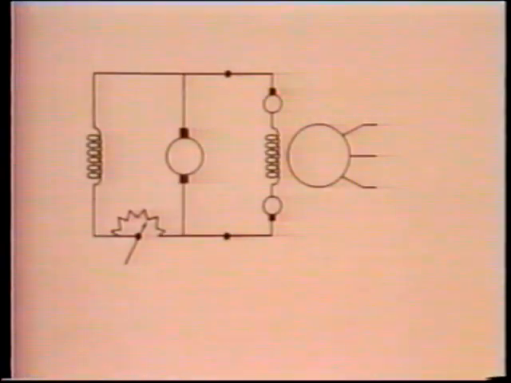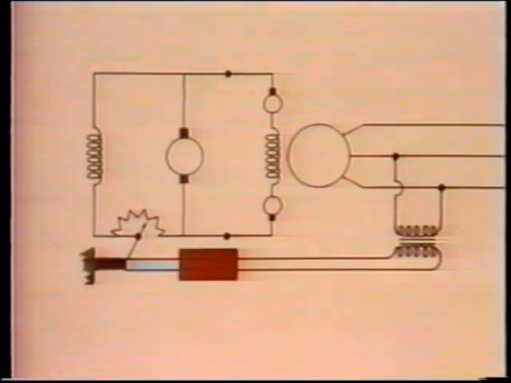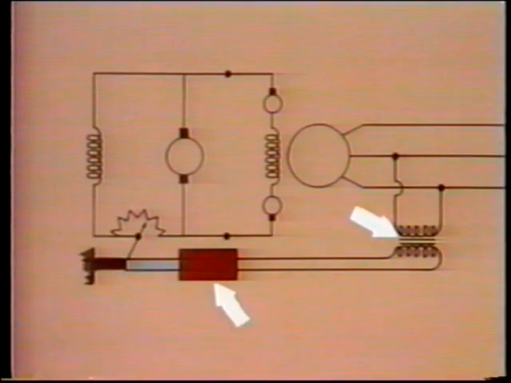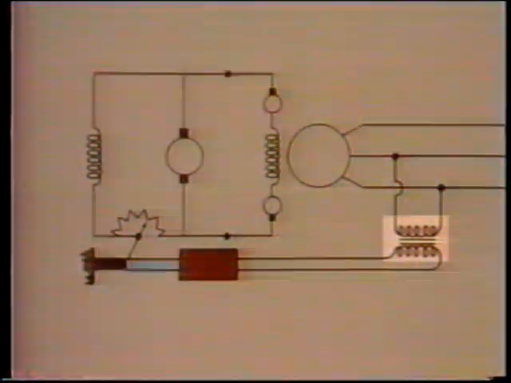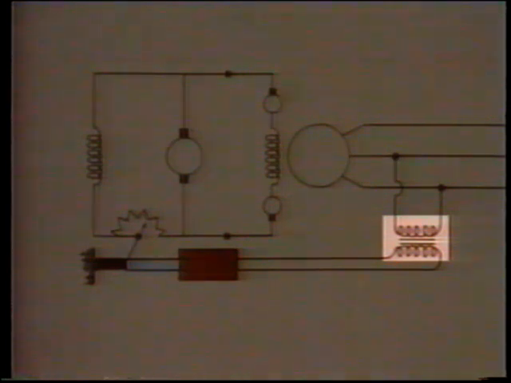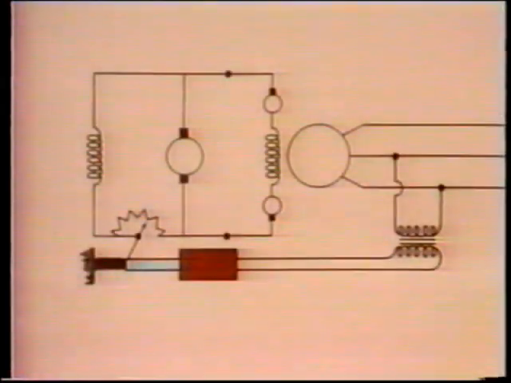One additional step will make our system automatic. What we need now is a way to sense the AC generator's output voltage and adjust the exciter field to keep voltage constant at all times. To do that, we'll use a transformer, a solenoid, and a spring. The transformer steps down the AC generator's output voltage to a level the rest of the system can handle.